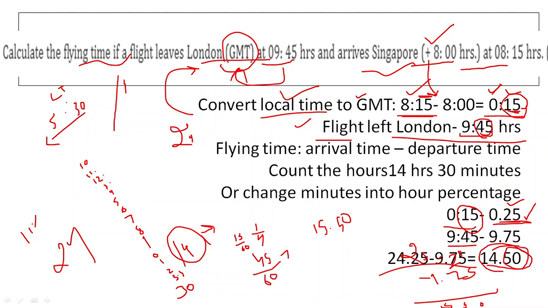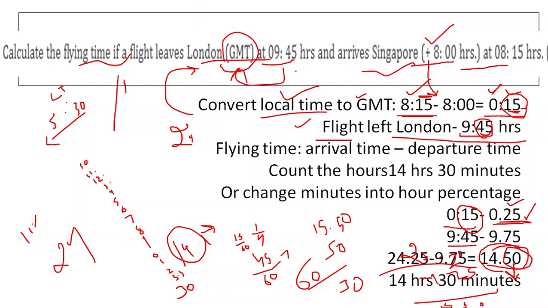It is in percentage. You will have to convert it into minutes. So 50 is half, right? 50% is half. Half of 60, that is 60 minutes you have, is 30 minutes. So you get a total of 14 hours 30 minutes total flying time. So this is how you calculate flying time.